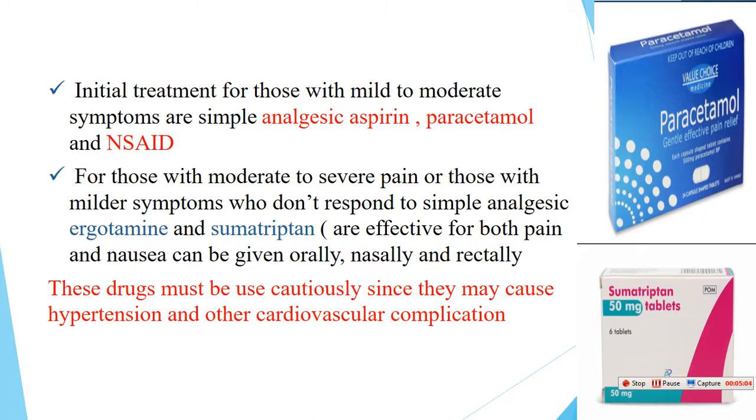The initial treatment for mild to moderate symptoms: simple analgesics can be effective. Aspirin, paracetamol, and non-steroidal anti-inflammatory drugs can all be effective. In moderate to severe cases, for those patients who don't respond to simple analgesics, we can use ergotamine and sumatriptan. These are effective for both pain and nausea, and can be given orally, nasally, and rectally, because this type of pain is preceded by nausea or vomiting.